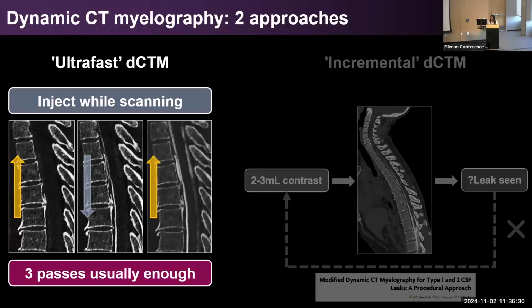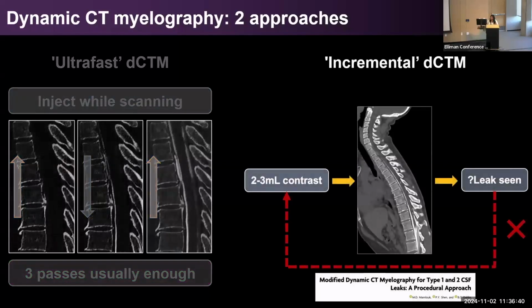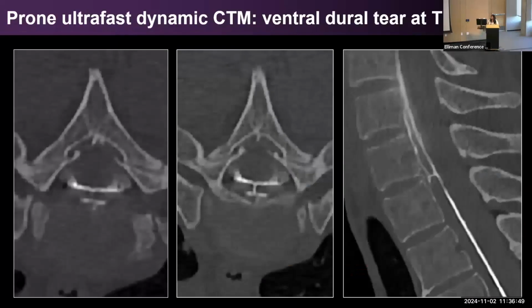Now, I find that this is actually quite difficult for a patient to sustain a breath hold for that long, whilst it is fast. And if you don't do enough passes, you can even miss a leak in the upper thoracic spine. But I find that this is a better technique where we inject a smaller volume of contrast, see if we see the leak because we're imaging quickly, and then inject another bolus if we need to.